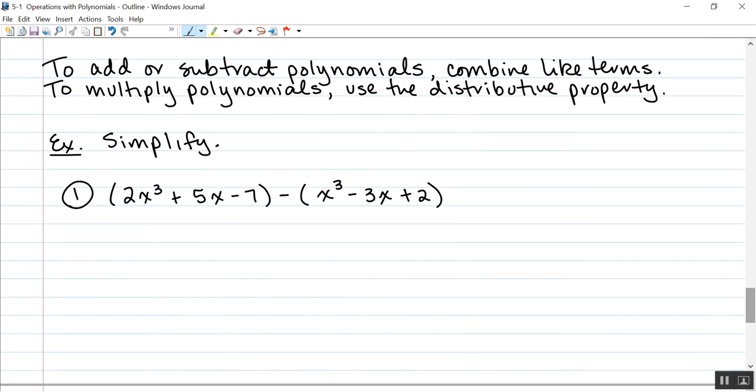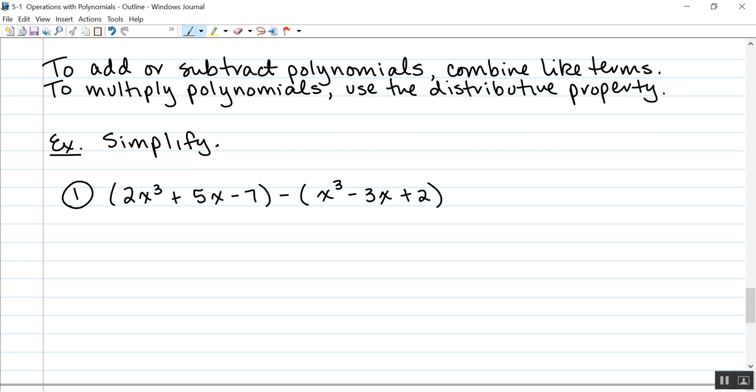Now, to add or subtract polynomials, we're just going to combine like terms. To multiply polynomials, use the distributive property. So number 1 here says simplify 2x to the 3rd plus 5x minus 7 minus the whole polynomial x cubed, or x to the 3rd minus 3x plus 2.